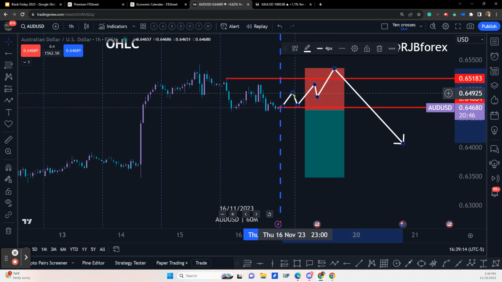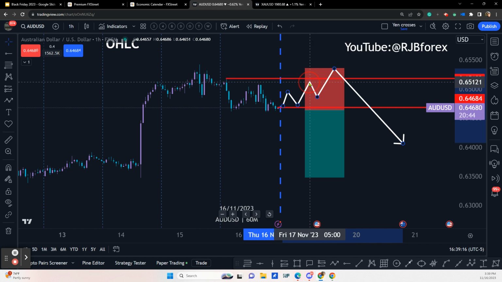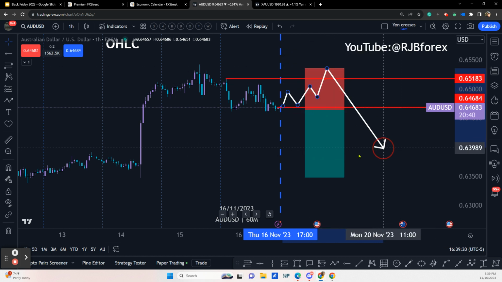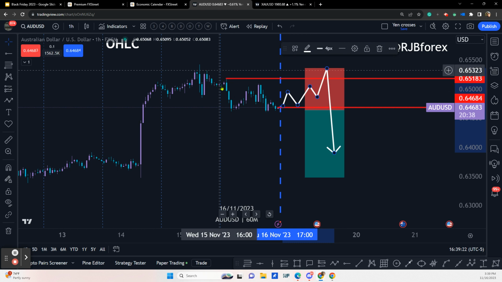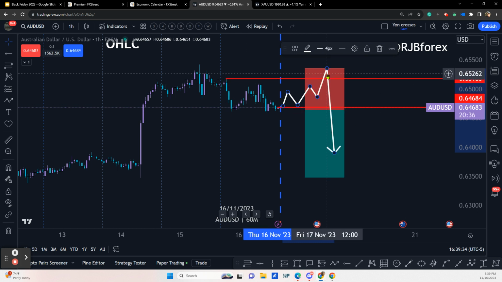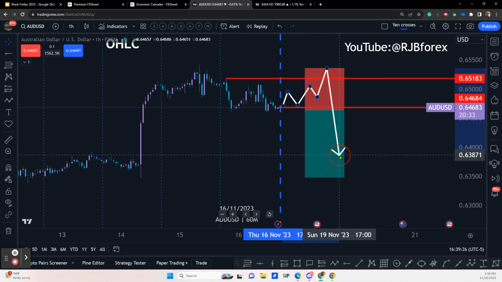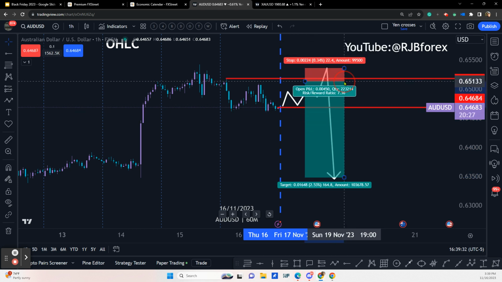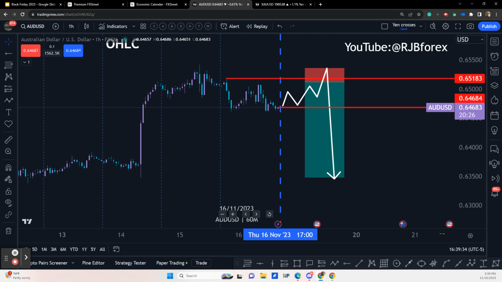So it could be that Tokyo pumps up, London pumps up, we keep pumping, and lo and behold, we can't get through the high of today, and we get the sell-off in the US session. So we're selling from the level for the parabolic reversal trade.